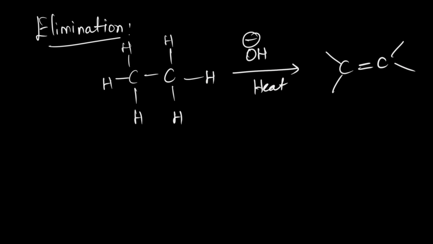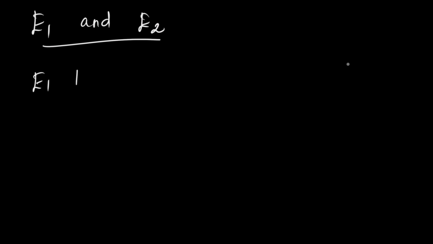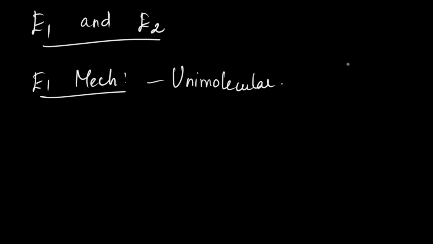So what types of elimination can happen? The elimination is classified into two: E1 mechanism and E2. So what is the difference? First, let's talk about E1, which, as the name indicates, is unimolecular. So what will happen? Carbocation formation will be there.